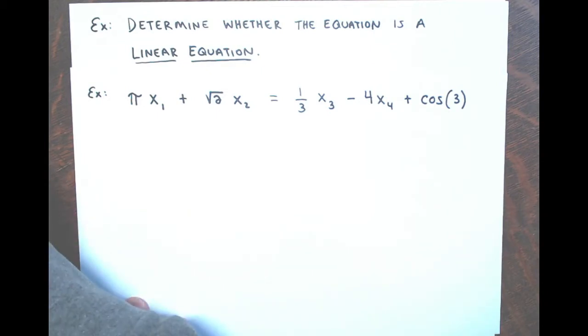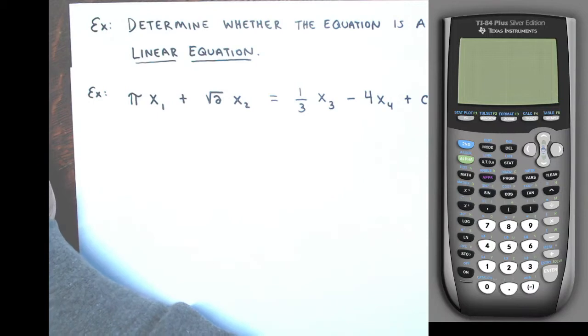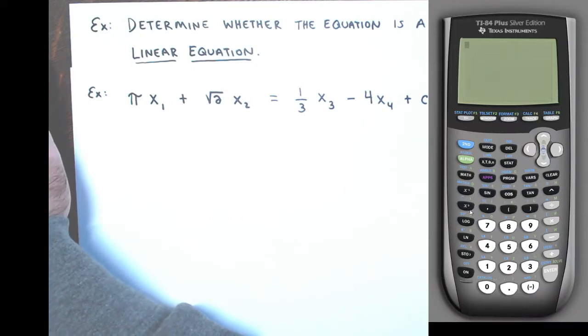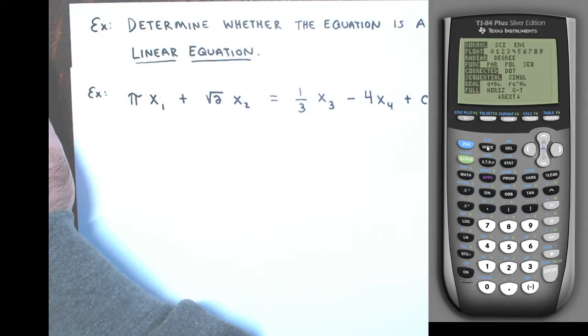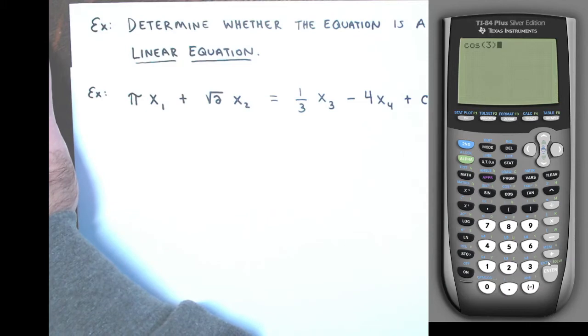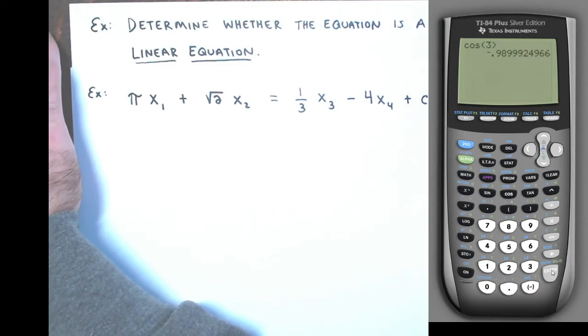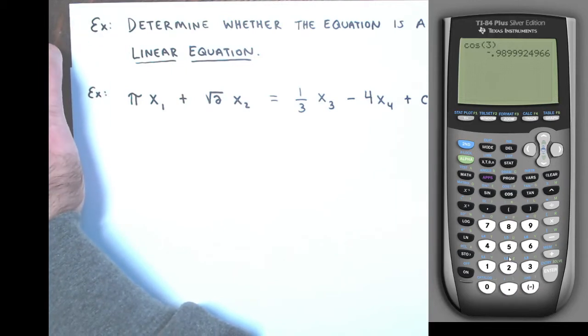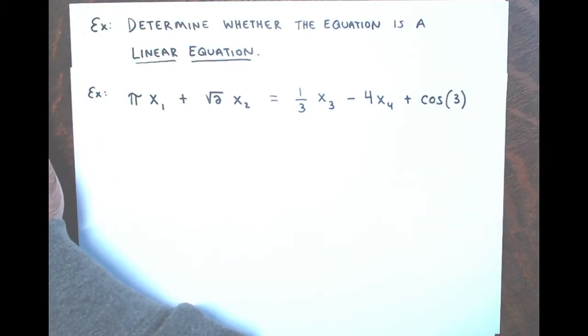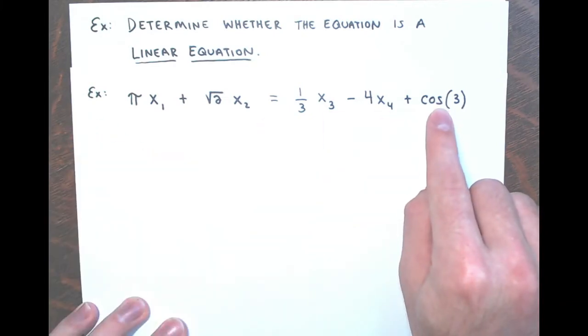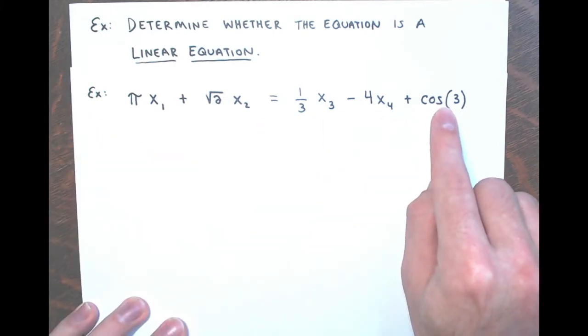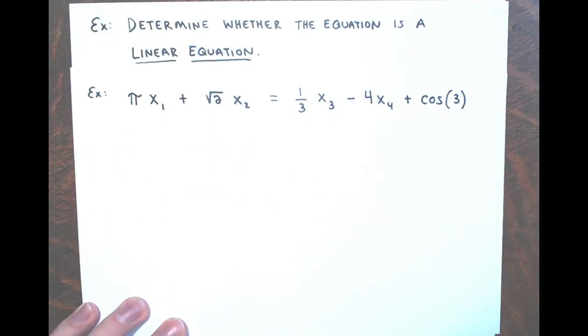In fact, if I pull my calculator up, we can see that that's approximately, let's pop this up here, just make sure I'm in radian mode. I'm on a TI-84 Plus here. The cosine of 3 radians is about negative 0.98999, and so on. So this number here is about negative 0.99, but it is a real number. So I'm asking, is this linear?